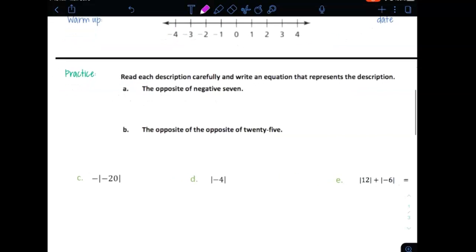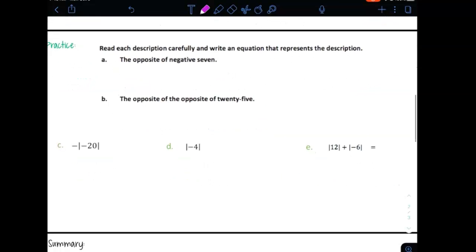So you're going to do some practice. You're going to read the description carefully and write an equation that represents the description. So letter A says the opposite of -7. So I'm going to write -7, and I'm going to put it in parentheses just to keep it separate. And I'm going to put another negative sign out in front of it, because when we see this, we say the words, take the opposite of, and then we say -7. Take the opposite of -7, and that would be +7.